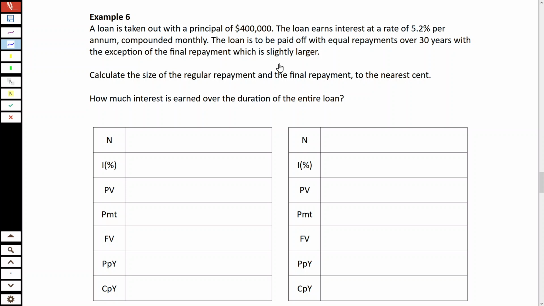This one is quite similar to one of the textbook questions, and there's a few small details I want you to notice. I'll draw attention to them when they come. So, in the interest of time, I will do some of this for you. We're taking out a loan of $400,000. So, I'm borrowing money. The bank is going to give me $400,000. Interest rate, 5.2% per year, compounded monthly.